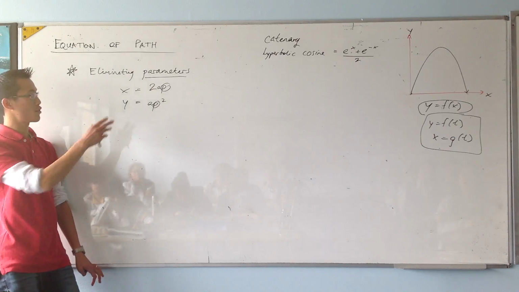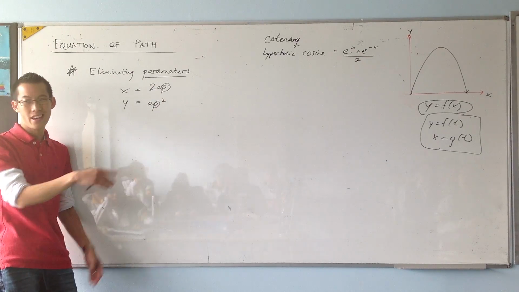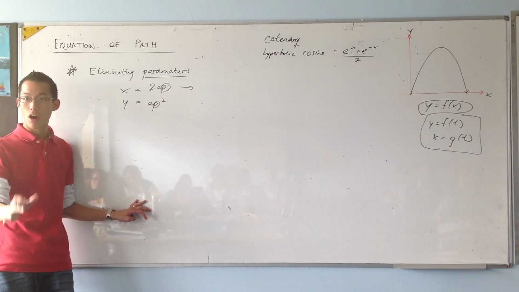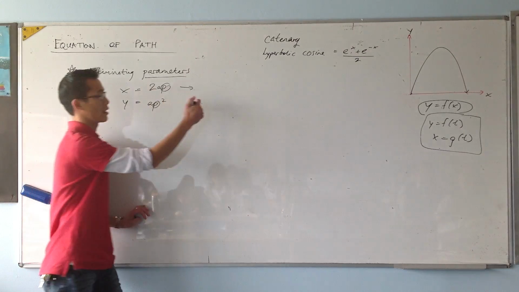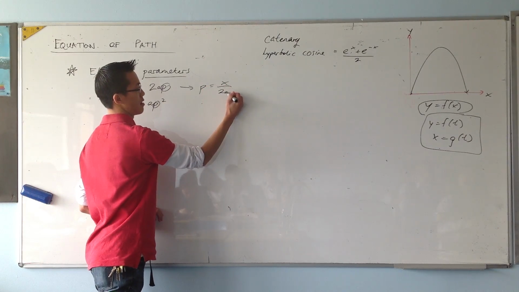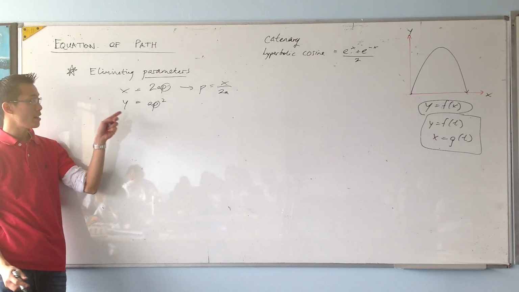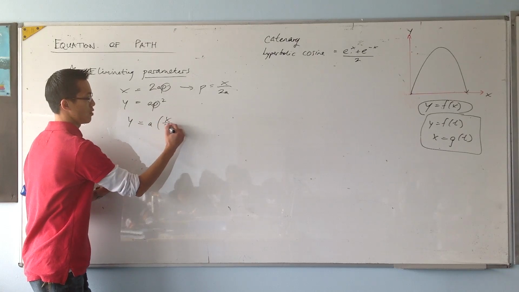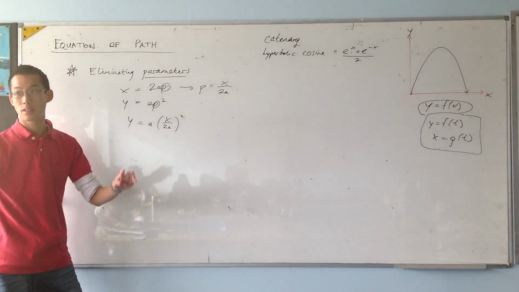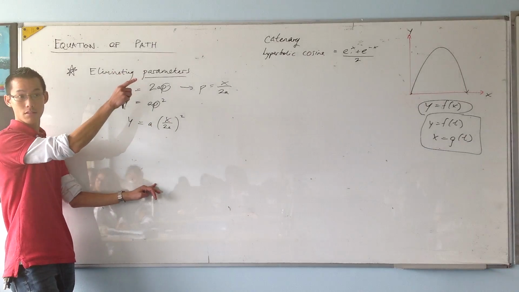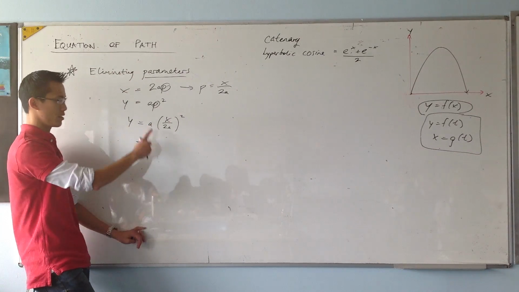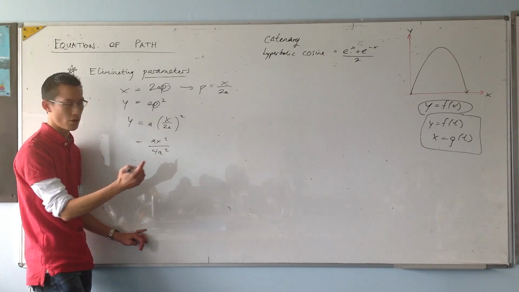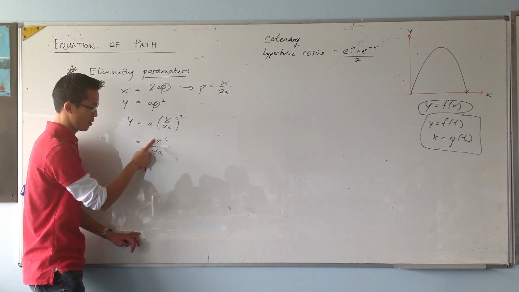Okay, so what I'm going to do is try and get p out of one of the equations. It doesn't matter which one you pick, but probably the easiest one is to go with this one. If I want p on its own, all I have to do is divide by 2a. So that gives you p equals x on 2a, and you can sub that into this equation. Is this ringing bells? Do you remember doing this? Okay. So y is equal to a times (x on 2a) squared. So I've successfully eliminated the parameter. That's what I was trying to do. And now, if I just multiply this out, this is ax squared on 4a squared. So the a's cancel.